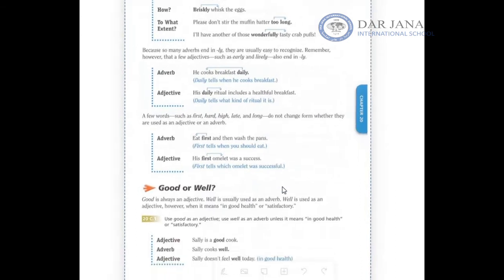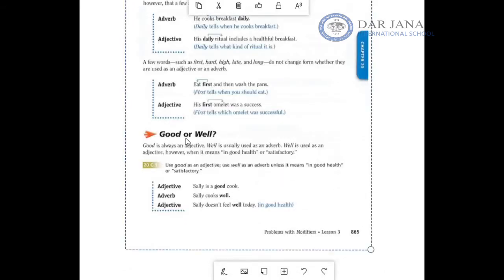The next point we have here is the use of good or well. We know that good is an adjective and well is an adverb. Good is always used as an adjective, but well is sometimes used as an adverb. But if it's used to mean in good health or satisfactory, it will be an adjective. Use good as an adjective, use well as an adverb, unless it means in good health or satisfactory. We have 3 examples of the use of good or well.